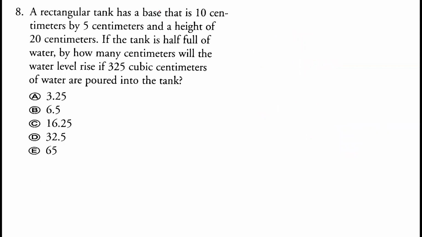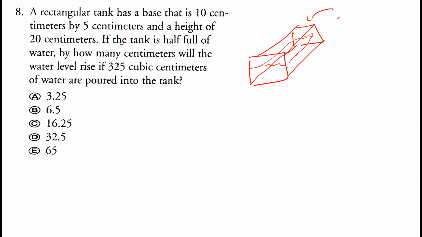Now a rectangular tank has a base that is 10 centimeter by 5 centimeter and a height of 20 centimeter. And let's suppose this is your tank again. Now the total volume of the tank would be 10 into 5 into 20. Now if the tank is half full with water, by how many centimeters will the water level rise? So if you put in more water, 325 cubic centimeter of water, how much will the height go up?